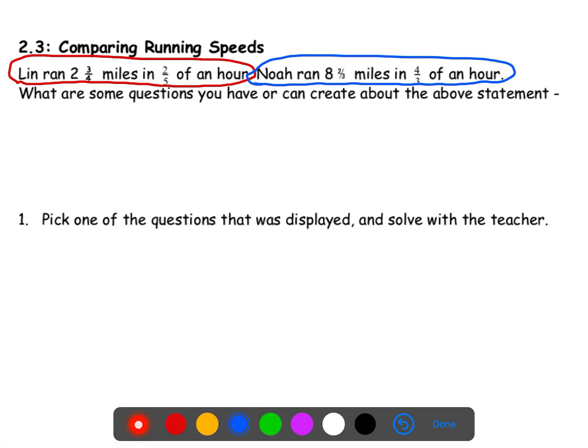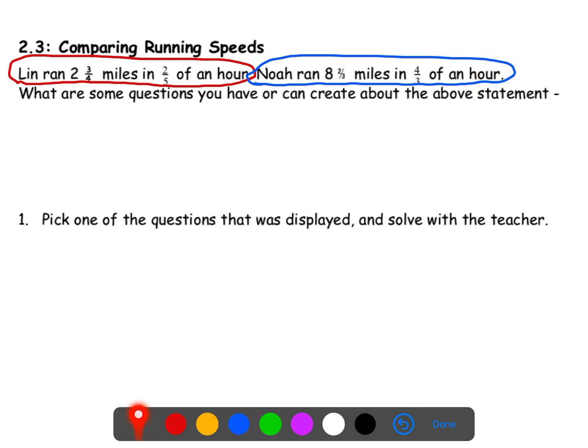Well, they're running a race. We're comparing running speeds. So maybe a question that you might have is who won the race or who's running faster? Those would be two very good questions. You could also ask yourself, because we don't know how long the race is, how long is the race? Because if they are running different distances, we don't know if they got to the end of the race or not. But we do know that they've run for a certain amount of hours.